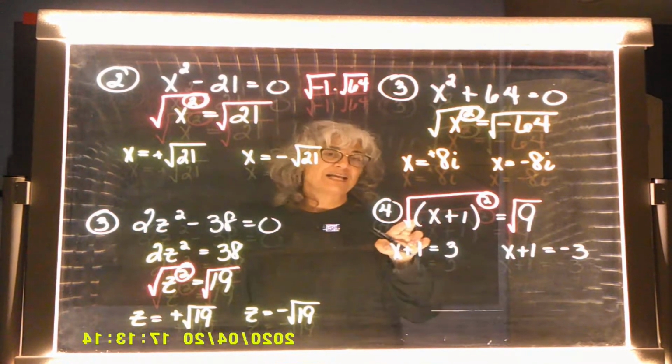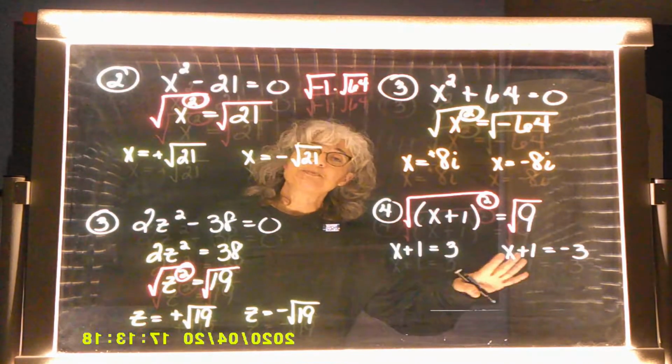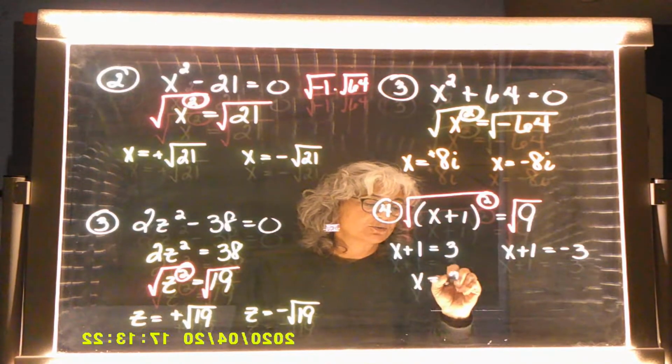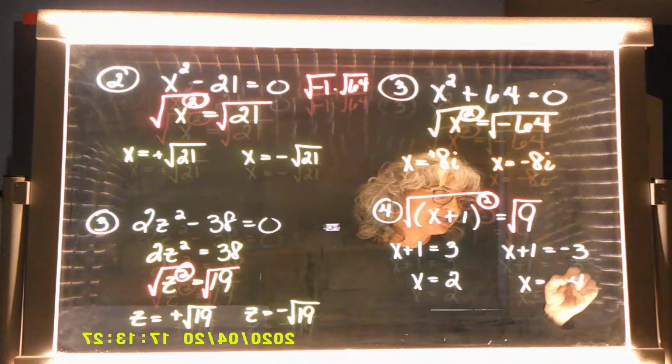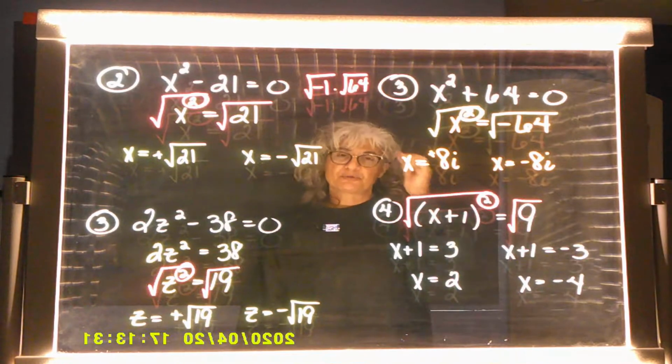This actually breaks out into 2 equations. And they're 2 simple equations for us to solve. In this case, after you minus the 1, you'll get 2. And over here, after you minus the 1, you'll get a negative 4. Good? Be careful on number 4.